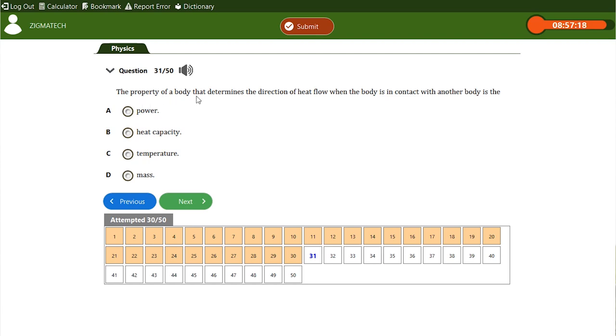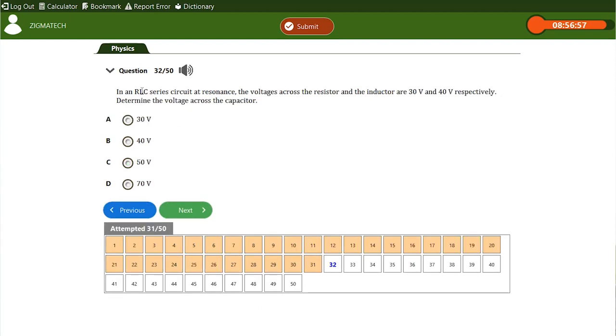The property of a body that determines the direction of heat flow when the body is in contact with another body is... when you talk about heat flow, heat cannot flow except there is a difference in temperature. So heat flow is not about power, it's not about heat capacity, it's about temperature. Temperature is the right option. That was a very easy one.